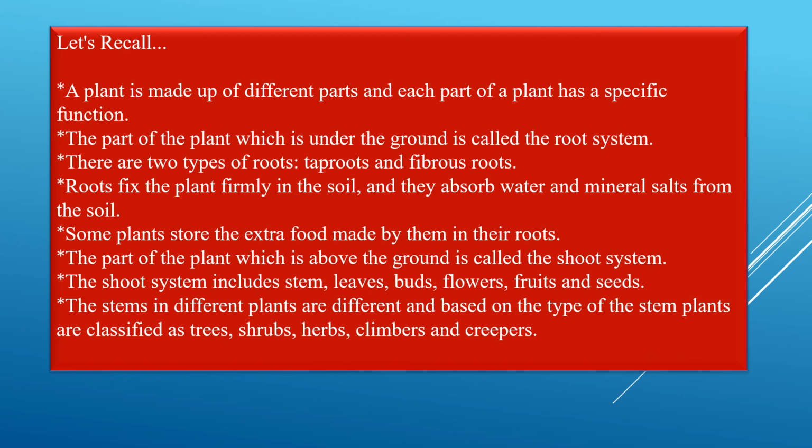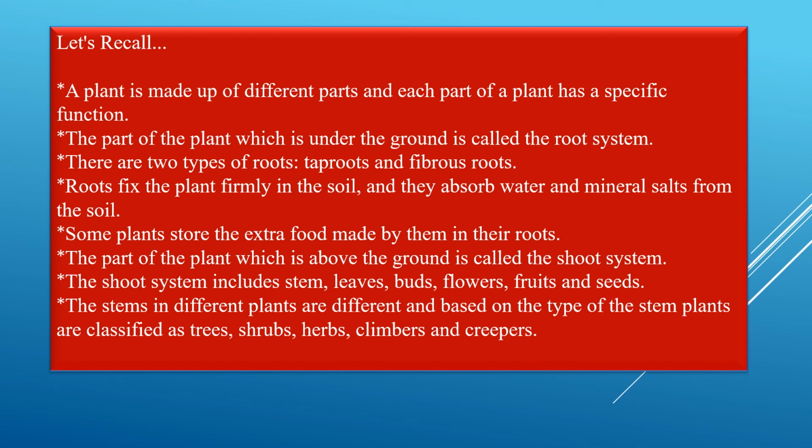The part of the plant which is above the ground is called the shoot system. So, the part of the plant which is above the ground means the trunk. A tree has a trunk, and some plants have many thick stems. So different plants have different types of stems. What is the work of stems? The work of the stem is to carry all the minerals absorbed by roots to the different parts of its body. The shoot system includes stem, leaves, buds, flowers, fruits, and seeds.